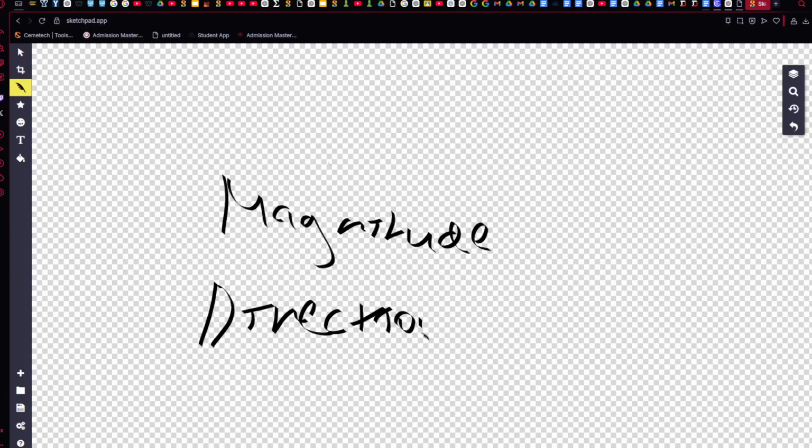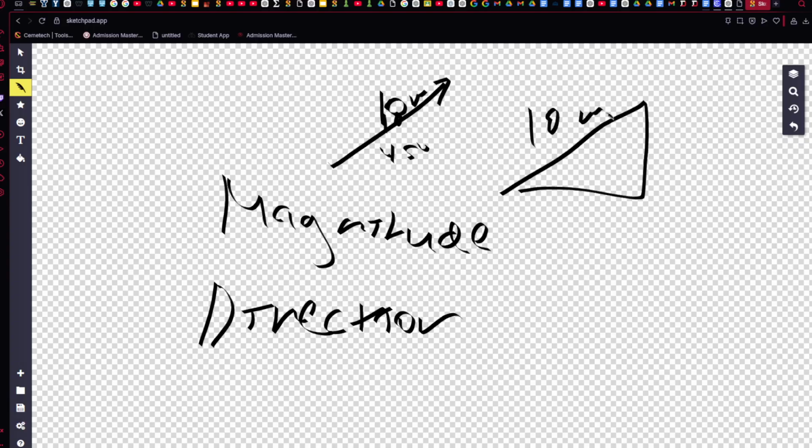So let's say that a person walks 10 meters at a 45-degree angle. This means that they walk 10 meters here, and a vector would mean that this bottom part can be written as 10 cosine 45 and 10 sine 45. So essentially, a vector is just a mathematical representation of direction and magnitude.